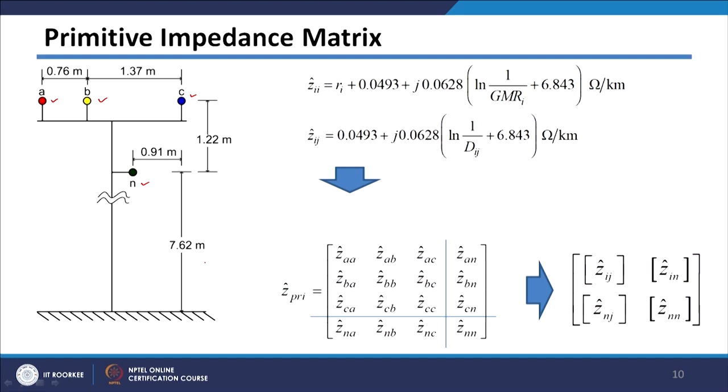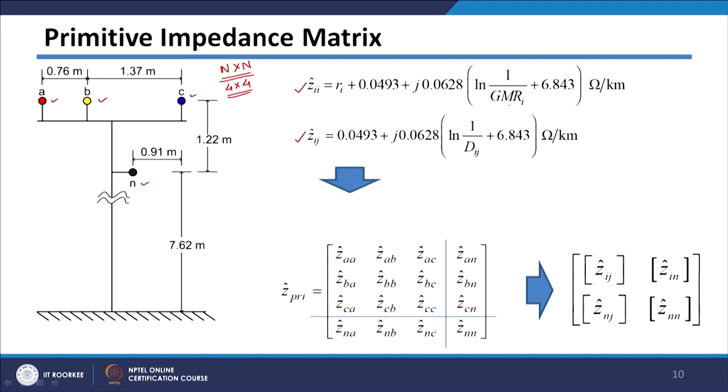The size of the primitive impedance matrix will be number of conductors by number of conductors. If there are n conductors in your system, the size of the primitive impedance matrix will always be n by n. So, in this case there are 4 conductors, which means the size of the primitive impedance matrix will be 4 by 4, and the entries of this 4 by 4 matrix will be calculated using these expressions of self impedance, which you have derived just now, and mutual impedance.